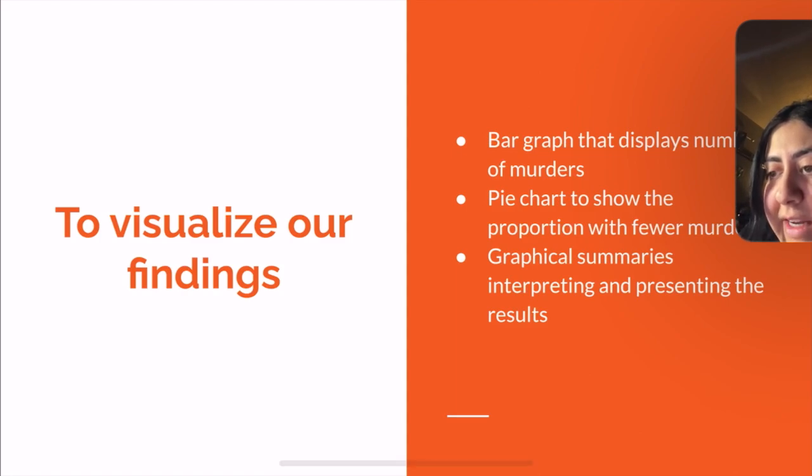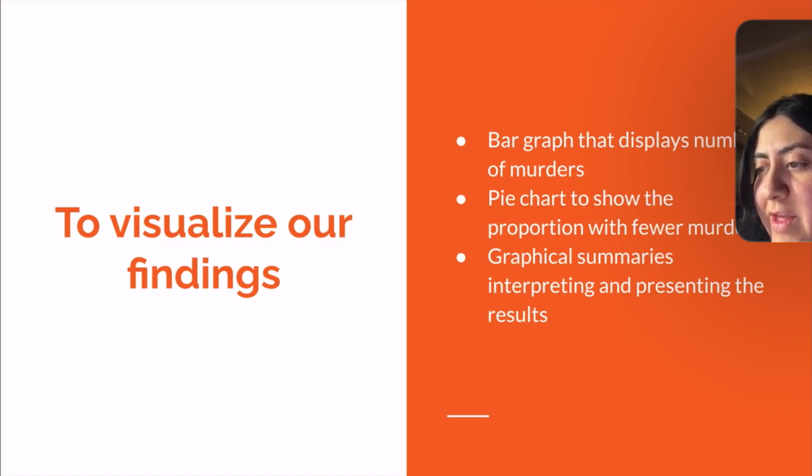To visualize our findings, we employed several graphical methods. We created a bar graph to display the number of murders per 100,000 people for each state. Additionally, we used a pie chart to show the proportion of states with fewer than one murder per 100,000 people versus those with higher rates. These visualizations helped clarify the distribution patterns within the dataset. The bar graph highlighted variations in murder rates across states, while the pie chart provided an overview of the proportion relevant to our hypothesis. These graphical summaries were crucial for interpreting and presenting our results effectively.